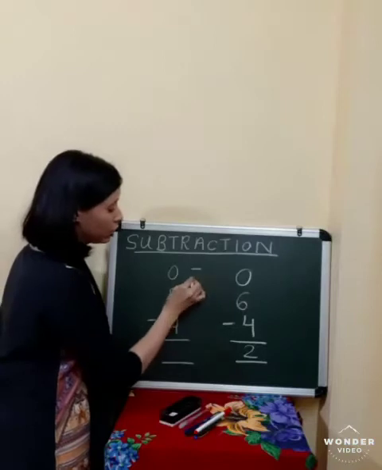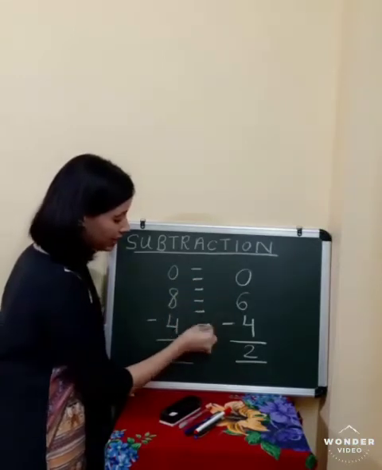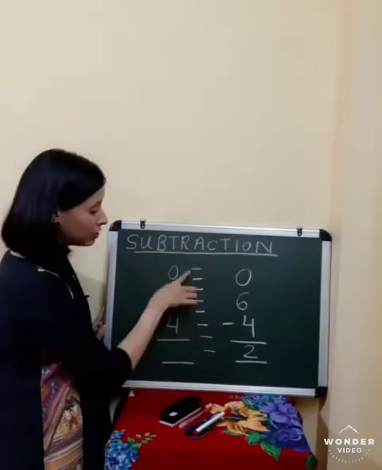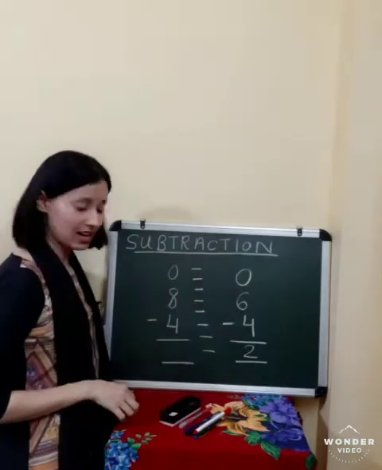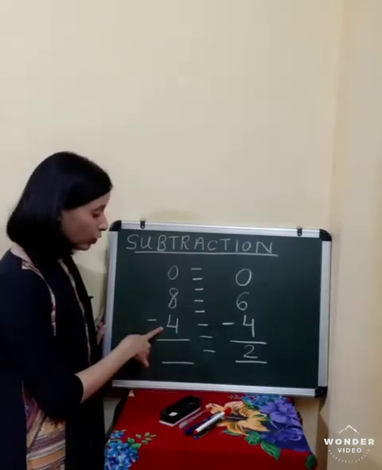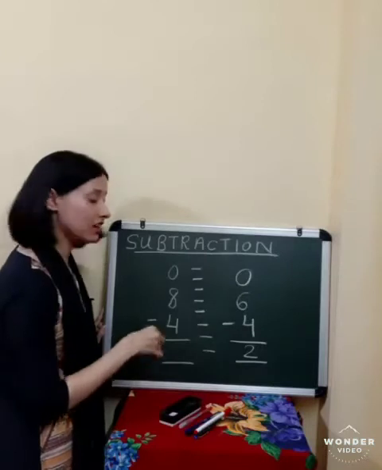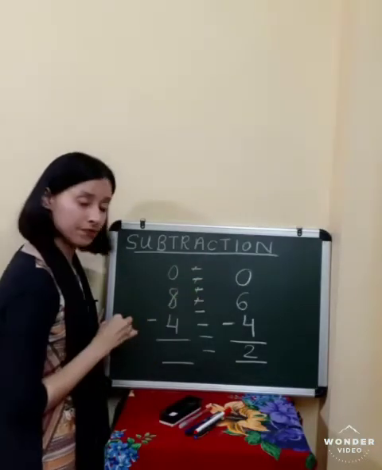1, 2, 3, 4, 5, 6, 7, 8. See, you have drawn 8 lines. Now below it is written 4. So you have to cut out 4 lines from these 8 lines. So start cutting out. 1, 2, 3, 4.